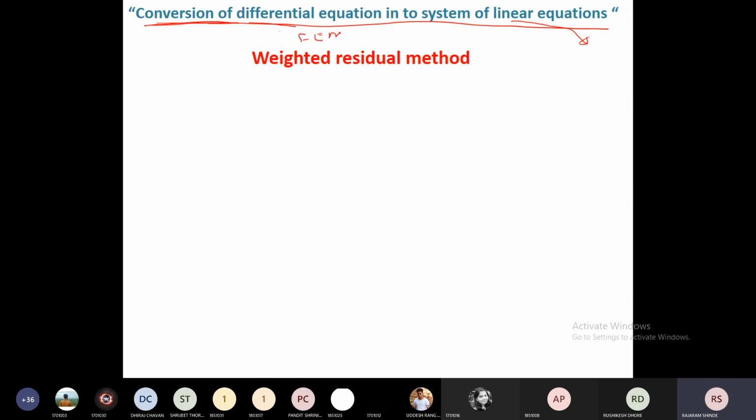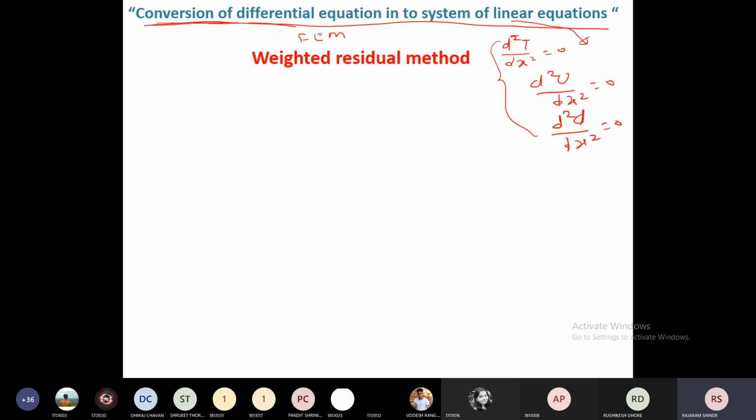Already I have told you the differential equation for one dimensional thermal analysis: d2T/dx² = 0. For structural analysis, it is d2u/dx² = 0. For fluid analysis, d2phi/dx² = 0. These are the differential equations for different disciplines. I have taken three disciplines, and it is applicable for electromagnetic as well as other disciplines.